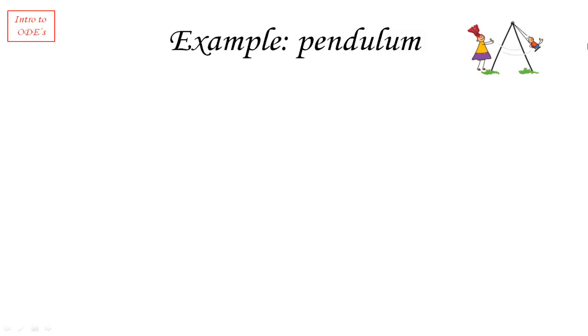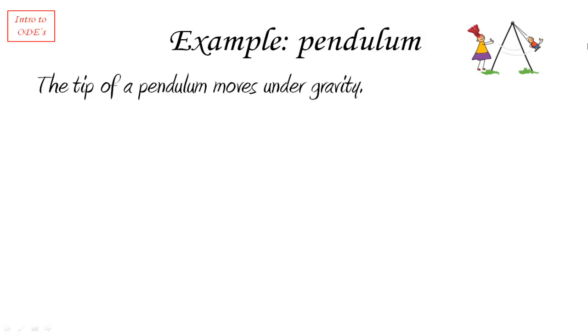And finally, here is an example from physics. You know the pendulum, right? Well, the tip of a pendulum moves under gravity. What do we mean by that? Well, if I have a pendulum, if I have a pole with a string and a mass attached to it, then gravity will pull the little mass down and will make the pendulum move.